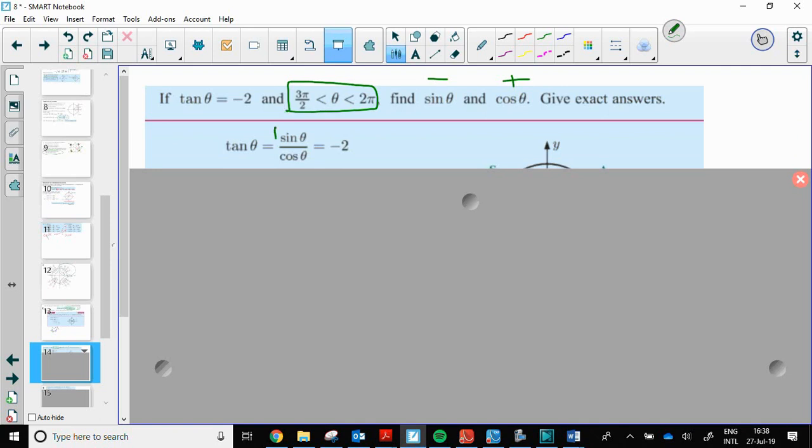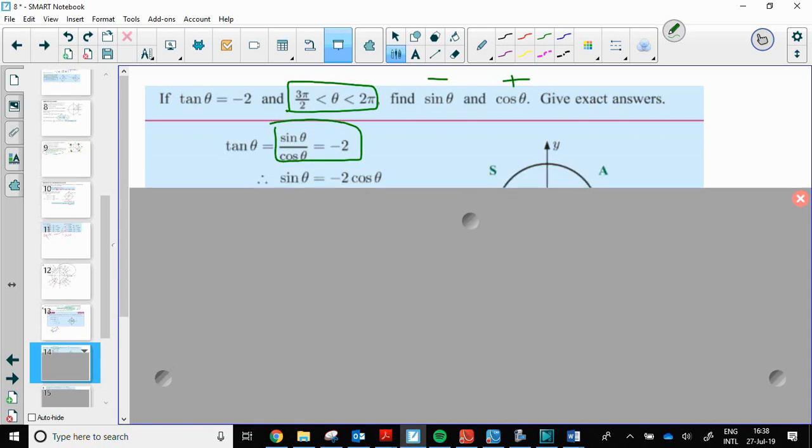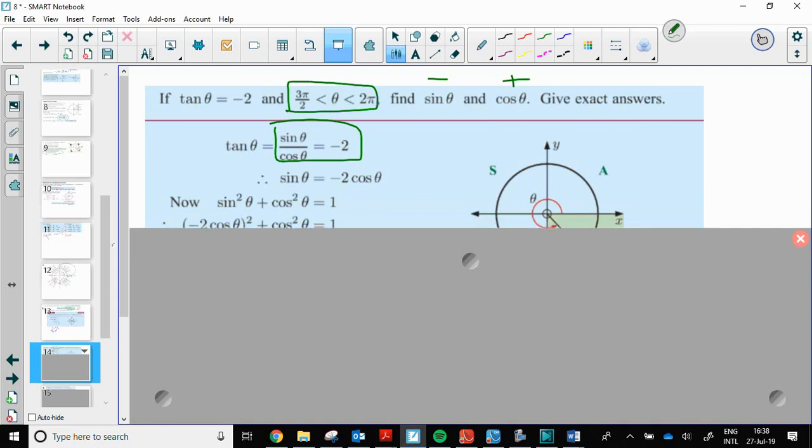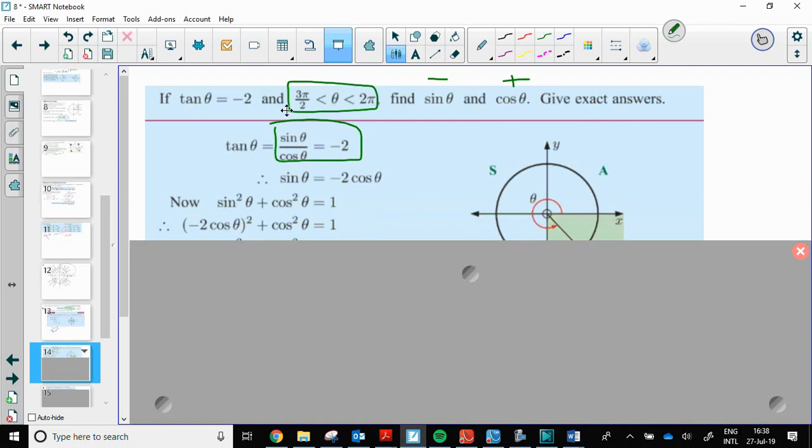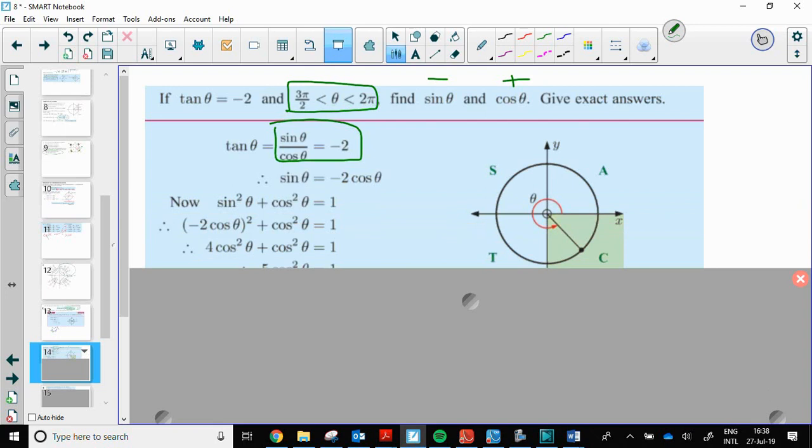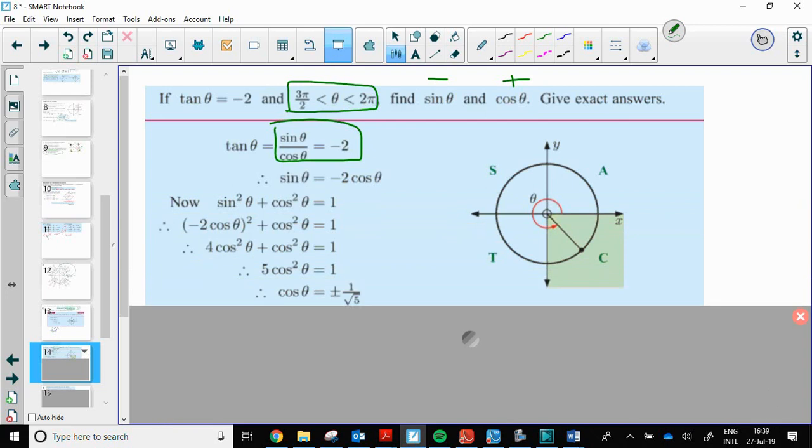And then we're just going to work with that here. We're going to multiply cosine on both sides, giving us that. And then we can use our Pythagorean identity from there, just substituting in the -2 cosine in for sine. And now we have a quadratic equation in terms of just cosines. So we do some basic algebra. Okay. And then we get cosine is, taking square roots, just plus or minus 1 over root 5.